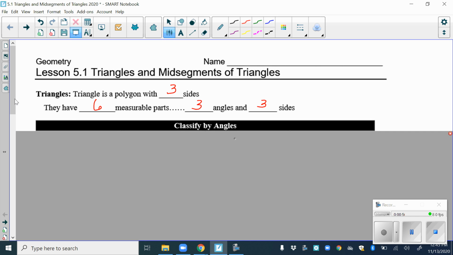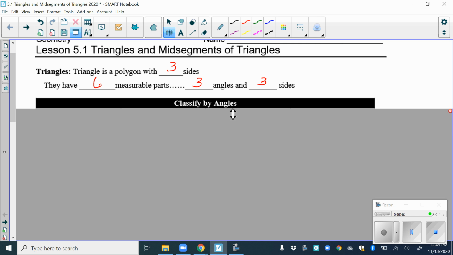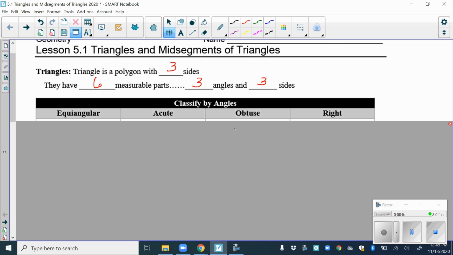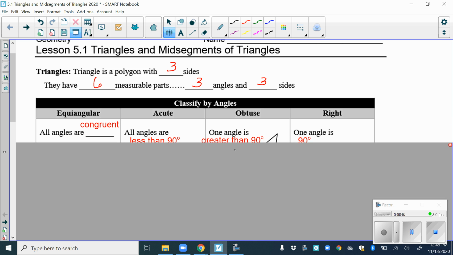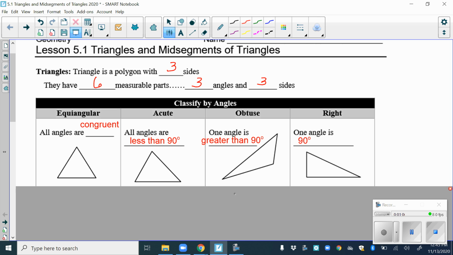Every triangle can be classified by its angle measurements. We can talk about equiangular, acute, obtuse, or right. Equiangular means that every angle in the triangle would be congruent. The symbol for congruent is an equal sign with a little squiggle above it. You might have some markings, little arcs in each corner, to show you that all 3 angles are equal to each other.